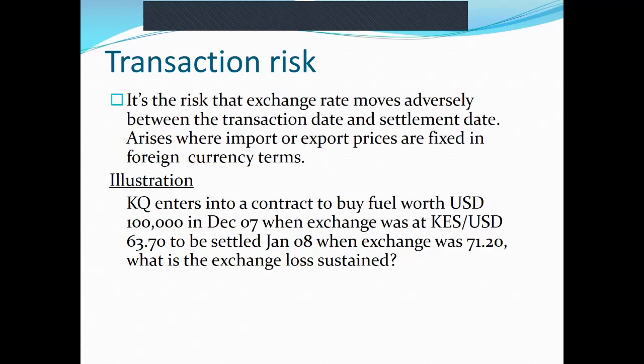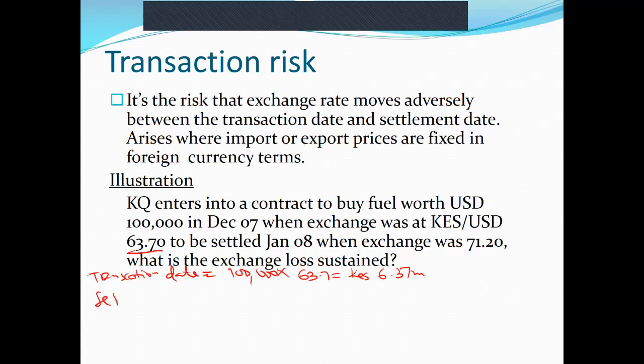So in this example, KQ entered a contract to buy fuel worth 100,000. This is the transaction date. The amount you meant to pay is 100,000 times the rate. At that time it was 3.7, so 100,000 times 3.7. The amount you meant to pay in cash, therefore, is equal to 6.37 million.